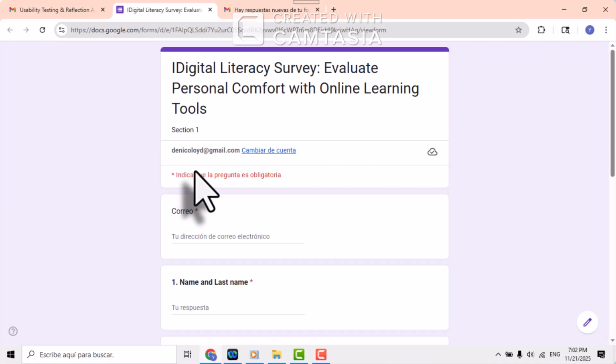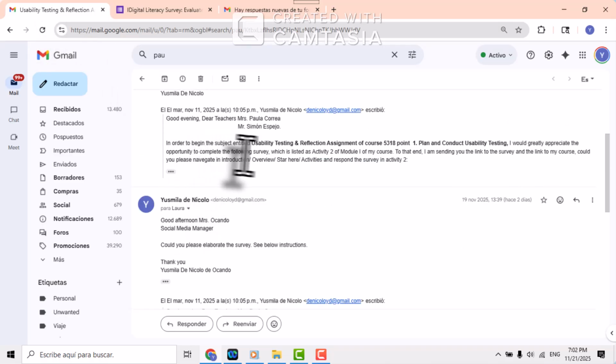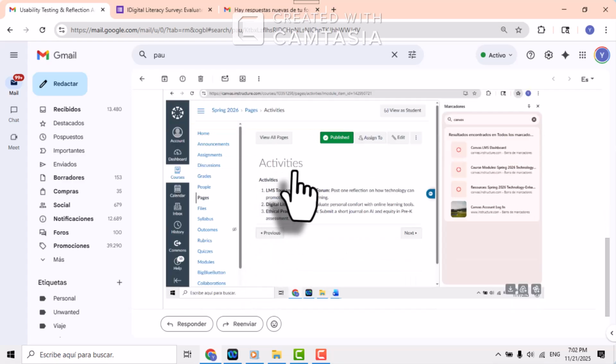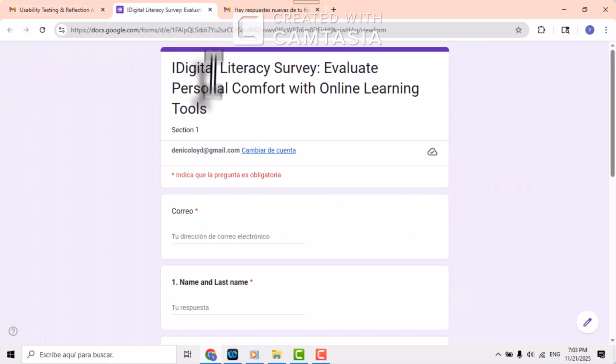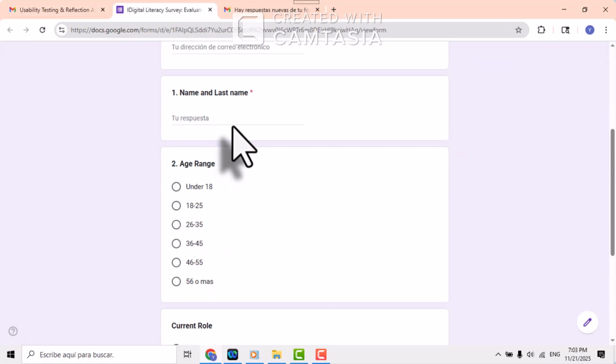Testing process. Participants received emailed instructions and were asked to navigate the introduction and Module 1, then complete the digital literacy survey. During this process, they encountered real use conditions, such as navigating through Canvas, locating assignments, accessing external links, and submitting responses. Finally, participants answered an open-ended question about their experience.